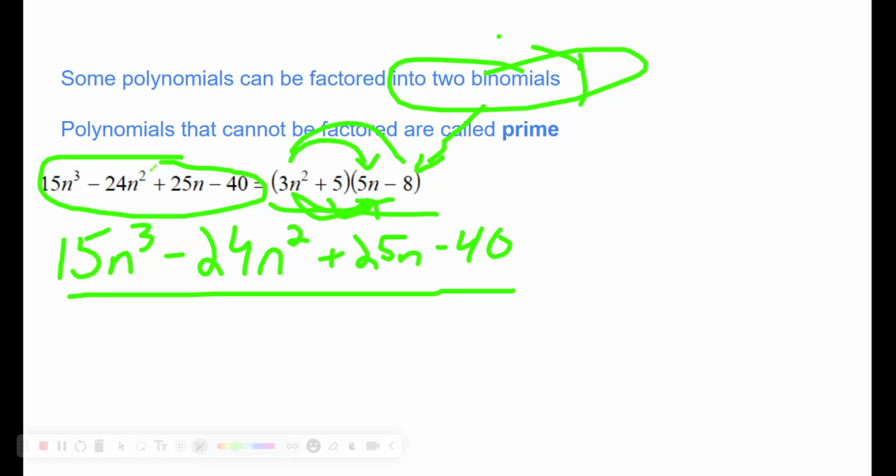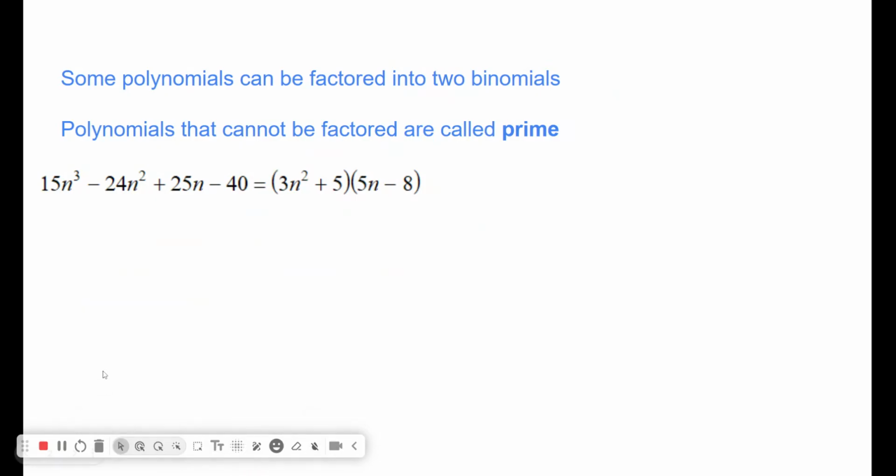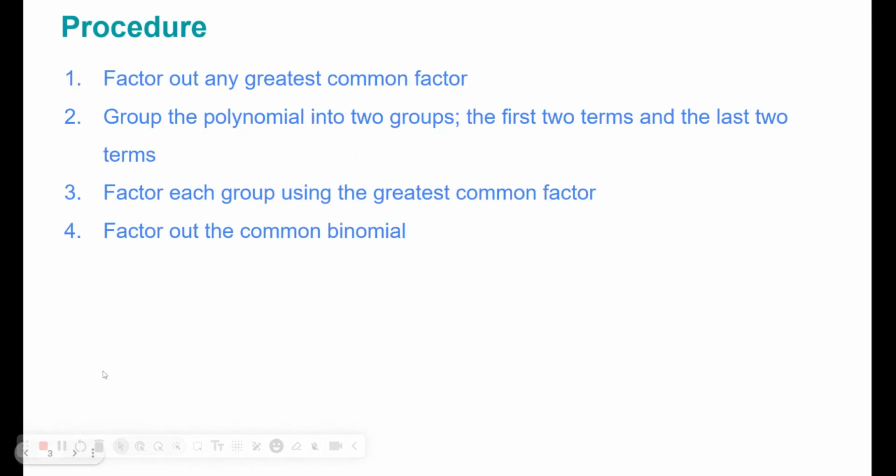So if we have four terms, sometimes they can be factored into two binomials. That's what we're going to be practicing today. Procedure: we're going to factor out any greatest common factor. We've done that before in a different video.